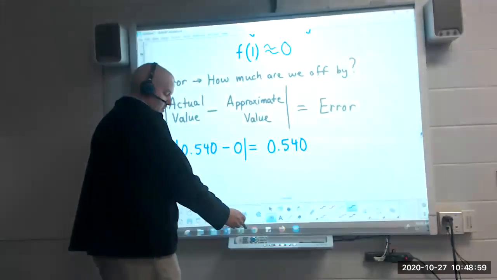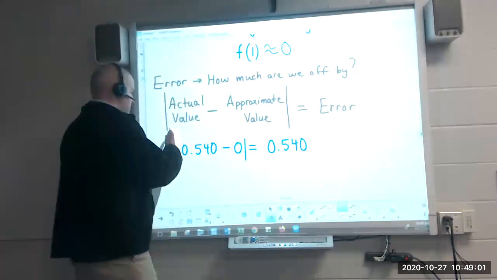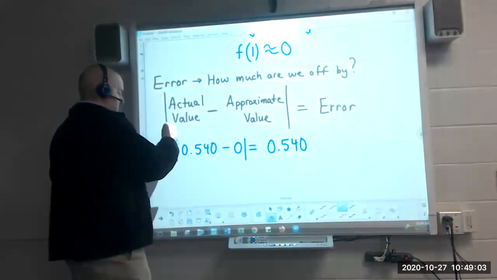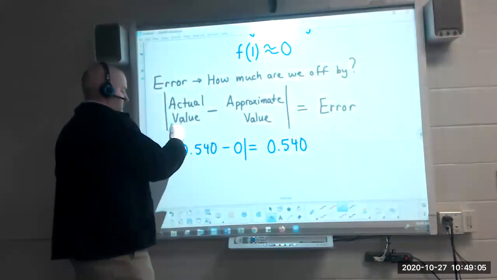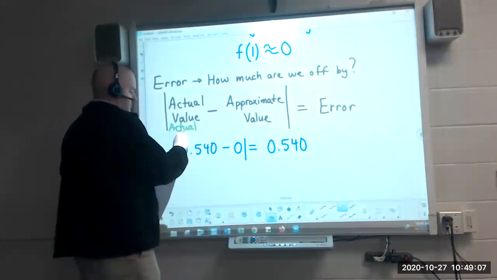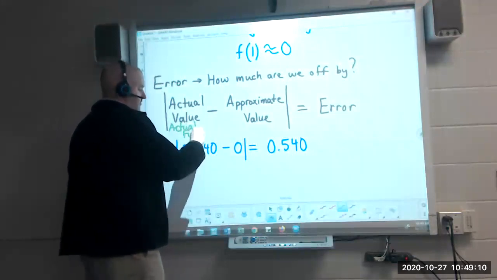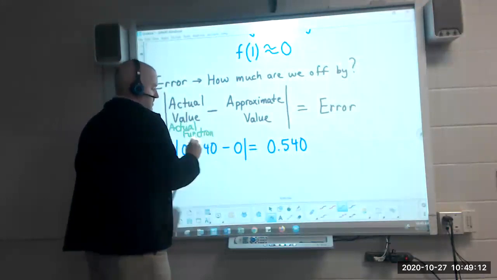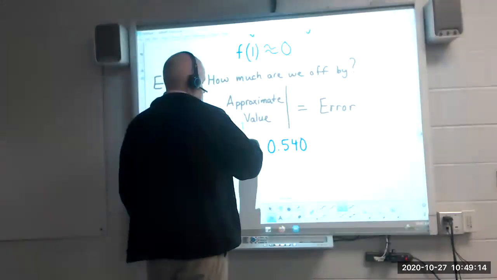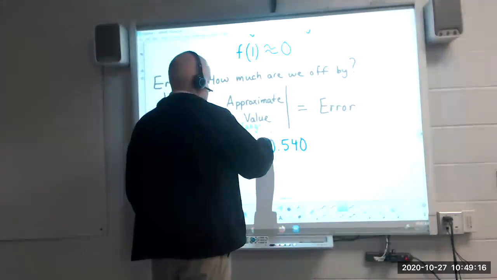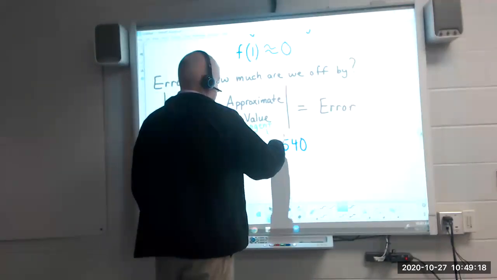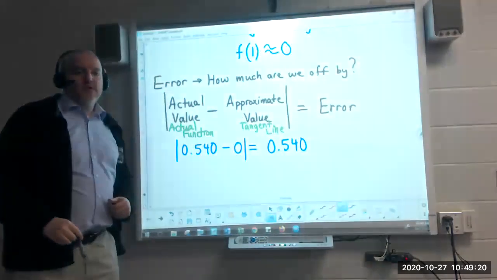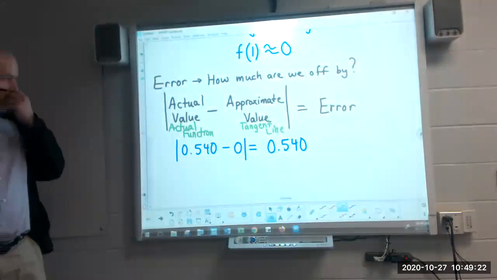And again, where did that come from? That came from using the function and the tangent line. That was for the approximation. We've talked a lot about notes. We've talked a lot about note taking.